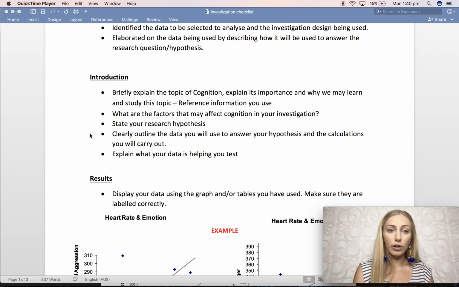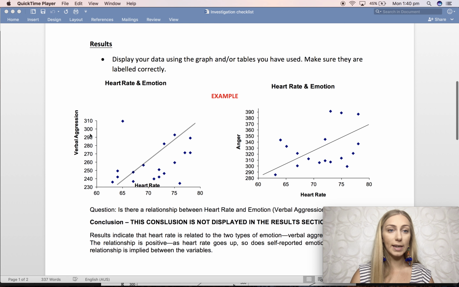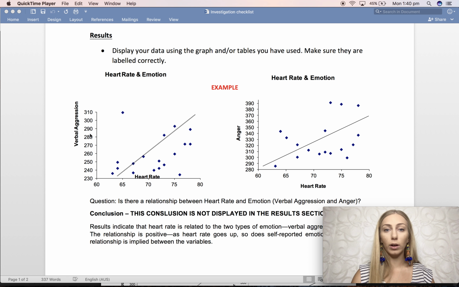And once you have done your introduction, you're ready to move on to your results section. So the results section is, for example, I've got a couple of visuals here that you can look at. First of all, the dot point that I have under the results is display your data using the graph, and or tables that you've used, make sure that you label them correctly.